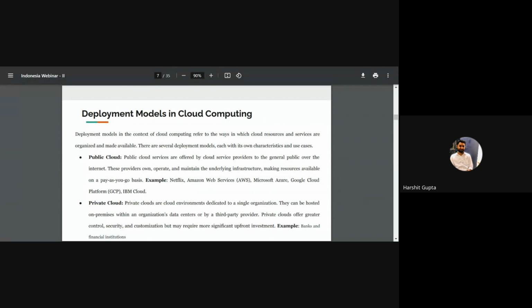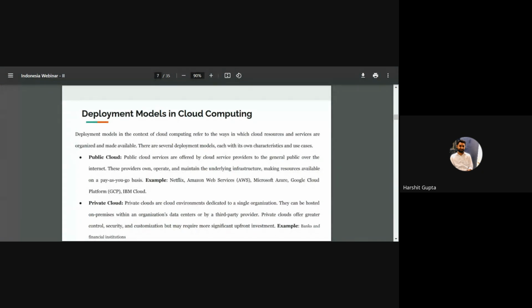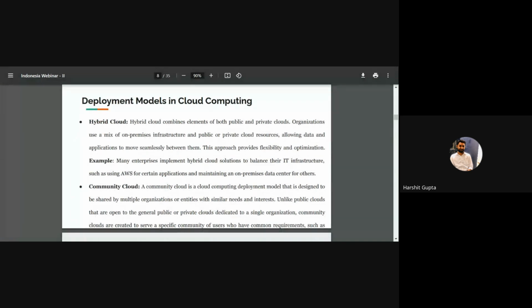So this was about cloud computing and its importance. Now we will go through some important models in cloud computing which are available to everybody, and they can use any model according to their need. In this reference, we will see mainly four types of deployment models in cloud computing, which are public cloud, private cloud, hybrid cloud, and community cloud.